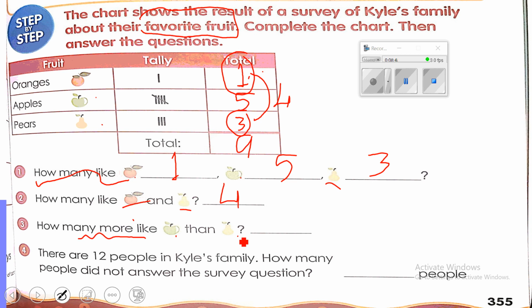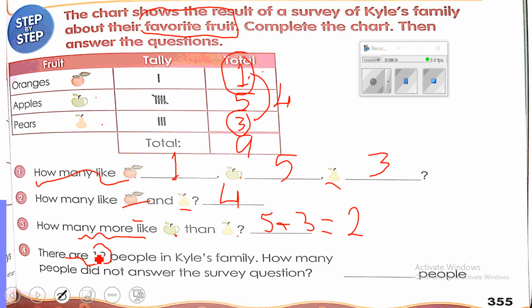Yes, excellent. I'm doing subtraction. Why? Because the expression how many more than, how many fewer than, means I want to subtract. How many apples? 5. How many pears? 3. So what is the difference between 5 minus 3? Yes? Perfect. It's 2.